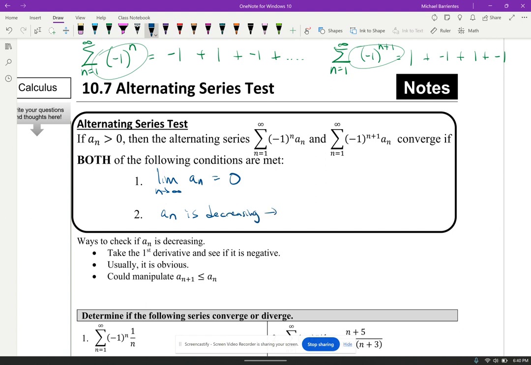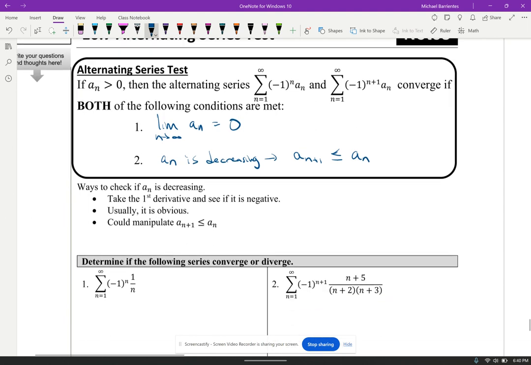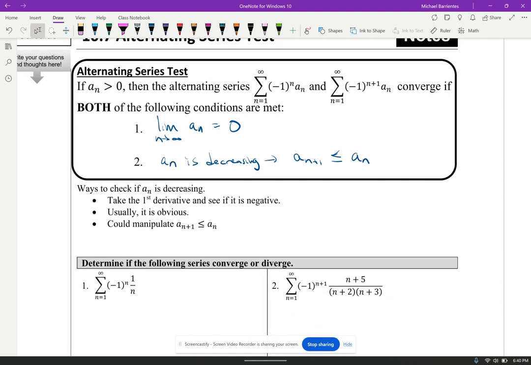Well, how do I know it's decreasing? Well, that would mean that a sub n plus 1, the next term, has to be less than or equal to a sub n, the current term, right? So the first part I think is easy to do because we've been taking limits since unit 1. The second one may be a little bit harder to check. And so here are some ways you can check to see if a sub n is decreasing.